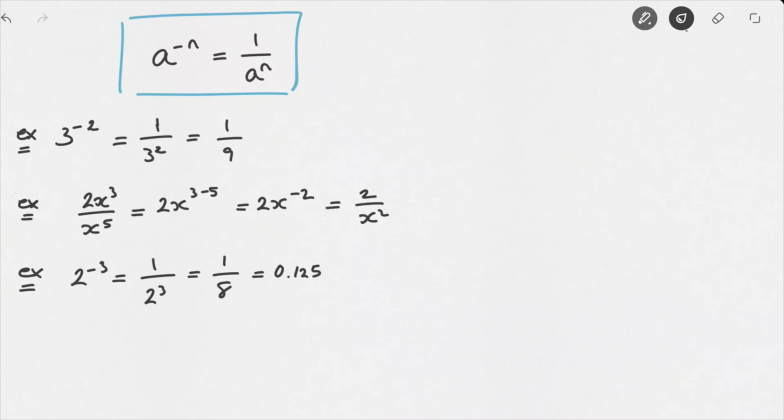But now, in exams, we'll often be asked to solve exponential equations, and negative exponents will come in very handy in this case. And let's look at a couple of examples. Let's say we're asked to solve the following. 3 to the power of x is equal to 1 over 27.